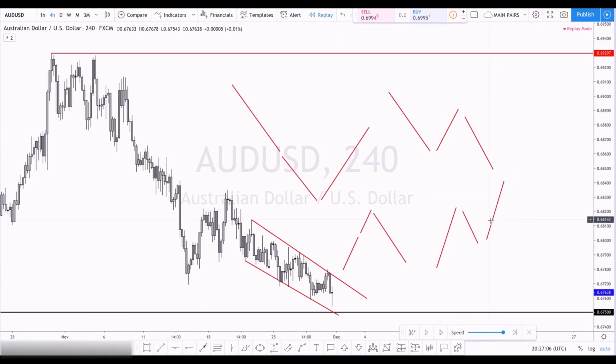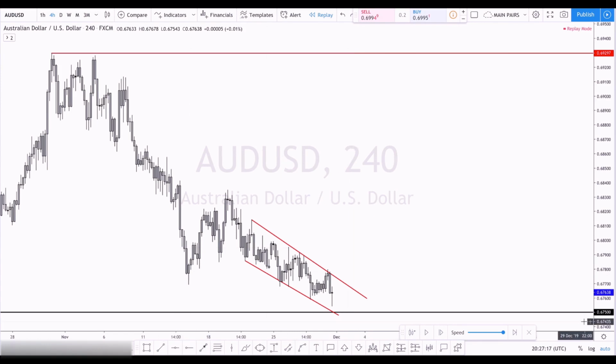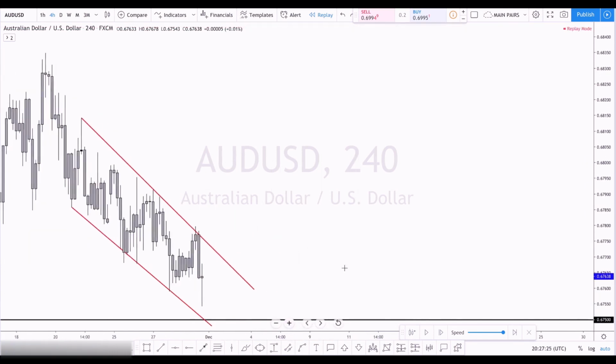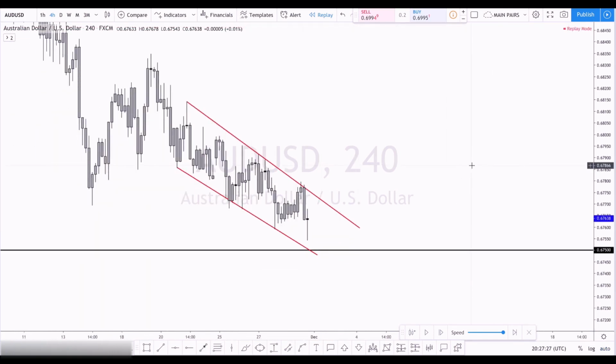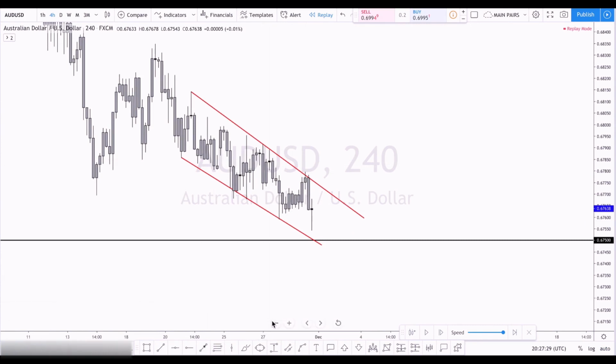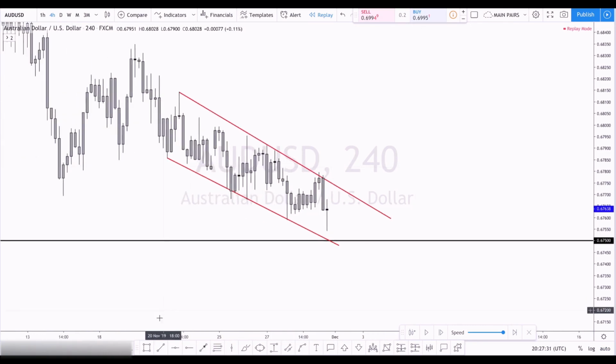So that's what we're seeing here on Aussie dollar. We're seeing a downtrend approaching a key level of 67500, and it's a downtrend with a down pattern. So we're looking at reversal. Again, we zoom in to Aussie dollar and have a look at how we would enter this trade.